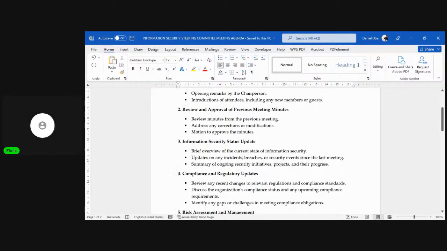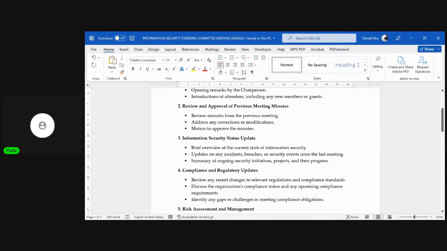Then you move over to the information security status update. So this is where it becomes a little bit technical. So you give a brief overview of the current state of information security. So for instance, you've submitted your audit report to the CBN. So you can discuss it. We submitted our risk-based cybersecurity report to the CBN. And based on that, we are classified as a least inherent risk institution. So these are the kind of updates you put in your meeting.